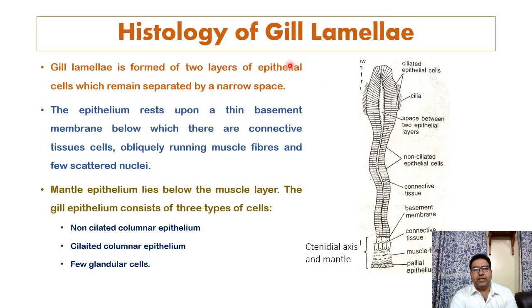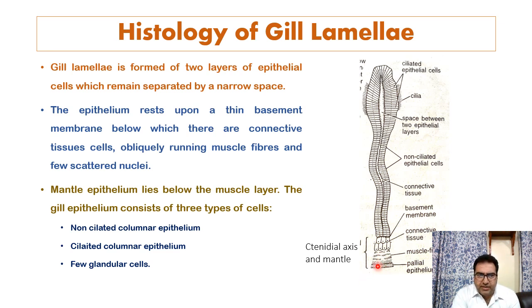Now, when we talk about the histology, the gill lamellae is formed of two layers of epithelial cells, which remain separated by a very narrow space. The epithelium rests upon the basement membrane. Herein is the basement membrane on which the epithelium rests, and below it there is connective tissue and certain obliquely running muscle fibers having a few scattered nuclei.